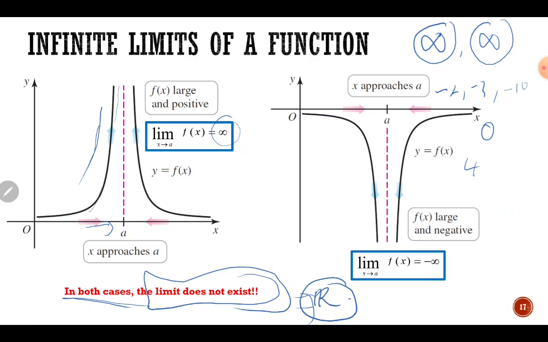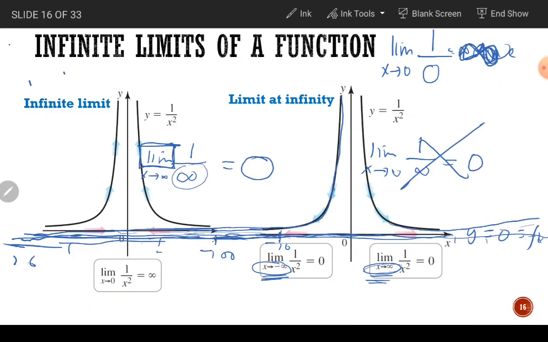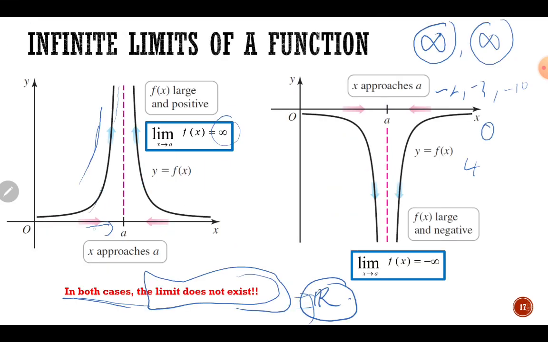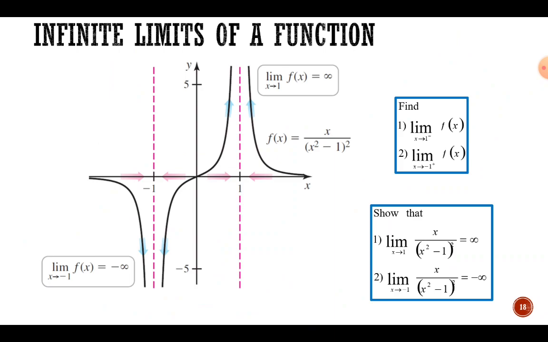So yang ni kalau you tengok graph ni, approaches A, menghampiri A. Okay, macam tadi x approaching 0 kan. Tapi yang ni x approaching a number pula. Dan bila dia approach a number, dia tak cross that number, tapi it's just going up. So we call it approaching infinity. Kalau dia go down, then we kata negative infinity. Alright, dia ke bawah.